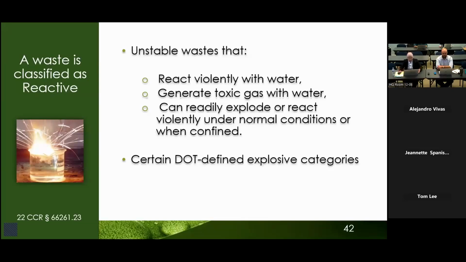The criteria for reactivity are laid down in Title 22, Section 66261.23 of the California Code of Regulations. Reactivity is one of the key hazardous waste criteria because of the high risk it presents if handled incorrectly.